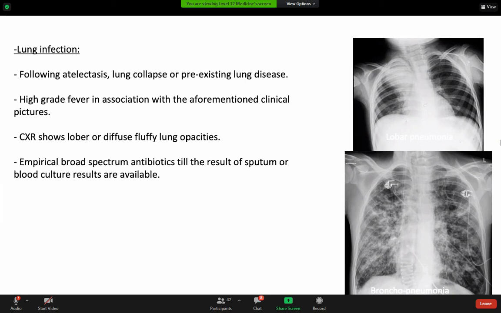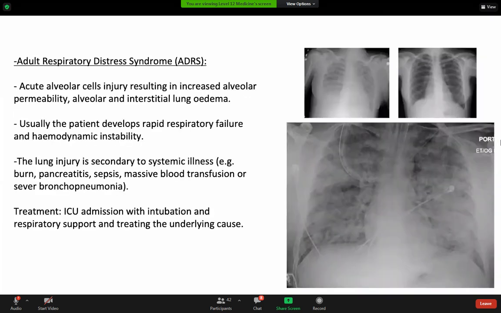So you still end up with a high-grade fever associated with what? With hypoxia, sometimes some chest pain, and it will be very clear in the chest X-ray. We treat it with an empirical antibiotic, and we send sputum for culture.